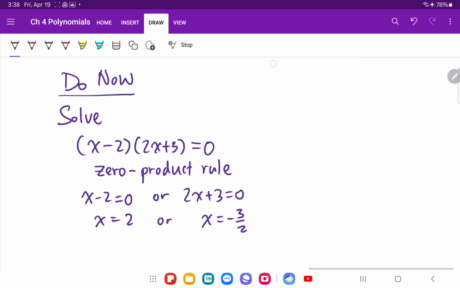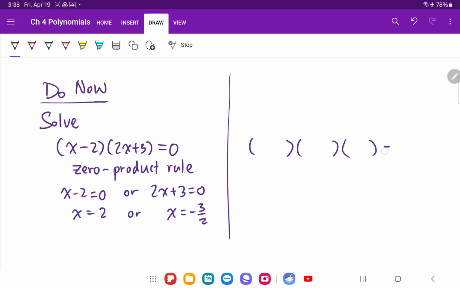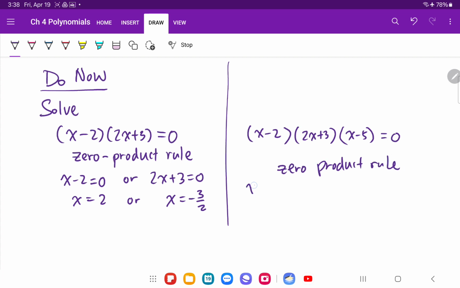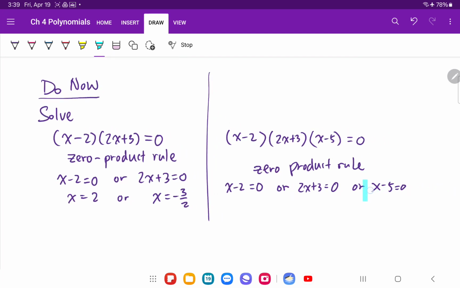Now that we have already learned cubic, we will encounter equations like this. Not just 2 brackets, but 3 brackets equal to 0. And then I get (x minus 2)(2x plus 3) and maybe an (x minus 5). Now, the zero product rule still applies. And the method is exactly the same as how you would do it for E-Math. So x minus 2 equals 0, or 2x plus 3 equals 0, or x minus 5 equals 0. So you realize now there are 3 equations.